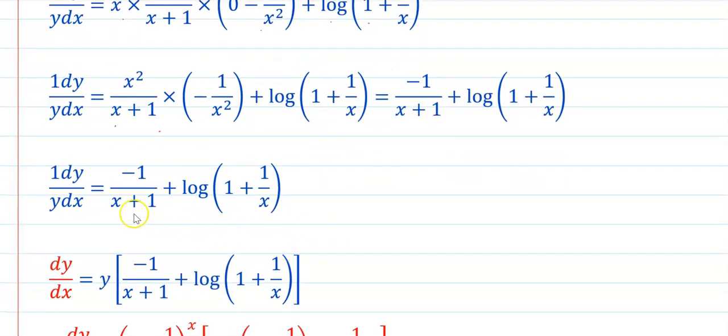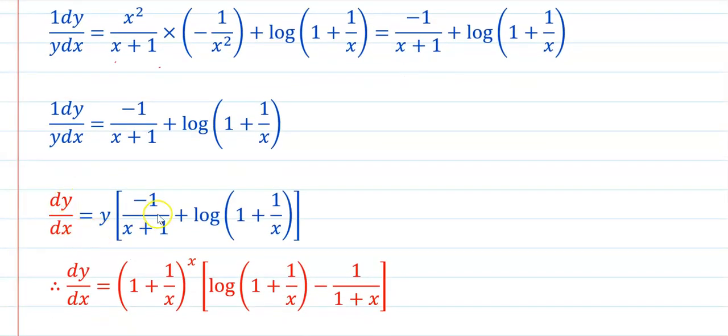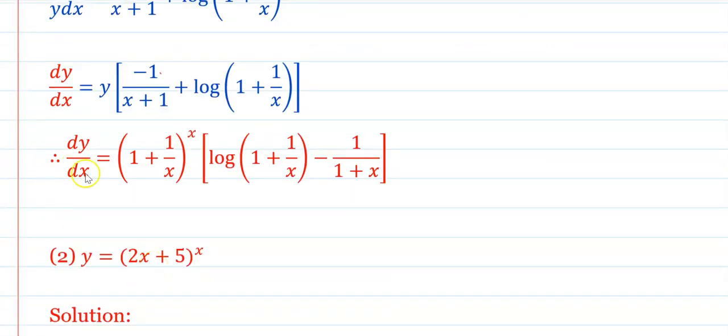Okay. Therefore, dy/dx is equal to y into (minus 1 upon x + 1 plus log of (1 + 1/x)). And hence dy/dx is equal to, substitute the value of y, that is (1 + 1/x) bracket is 2x, in square bracket, this term we will write first, log of (1 + 1/x) and minus 1 upon 1 + x. Okay. Again, you can have a look here once.